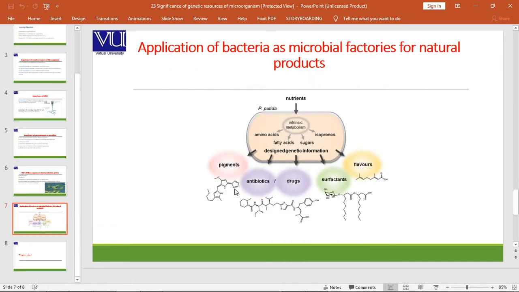Okay, next is applications of bacteria as microbial factories for natural products. Nutrients, intrinsic metabolism, amino acids, fatty acids, sugars, isoprenes, designed genetic information, pigments, antibiotics, drugs, surfactants, and flavors.